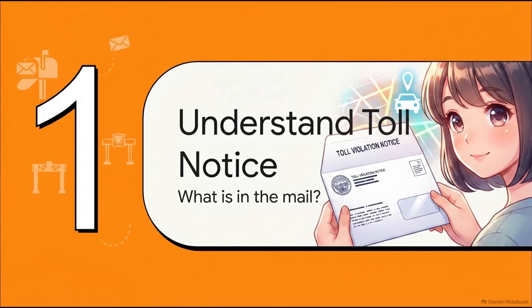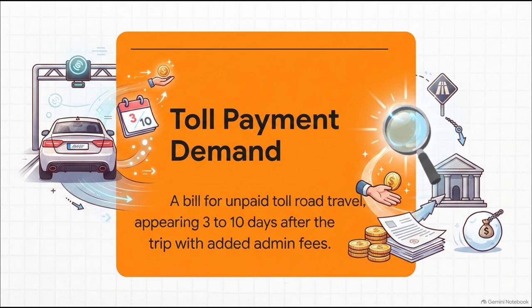All right, first up, understanding your toll notice. Let's demystify exactly what just showed up in your mailbox. So, what is this document you're looking at? It's a toll payment demand, or a toll invoice. Basically, it's a bill sent to the vehicle's owner for unpaid travel on a toll road. This usually pops up in the system about 3 to 10 days after your trip.